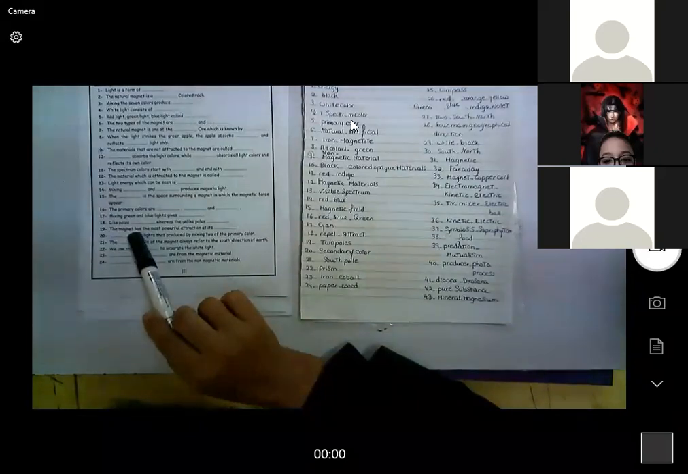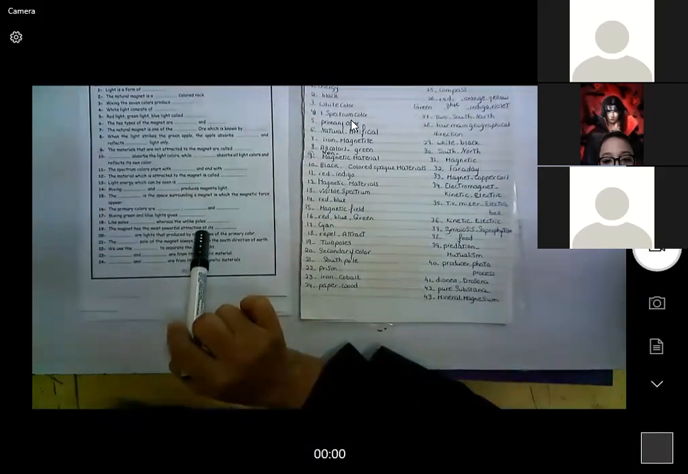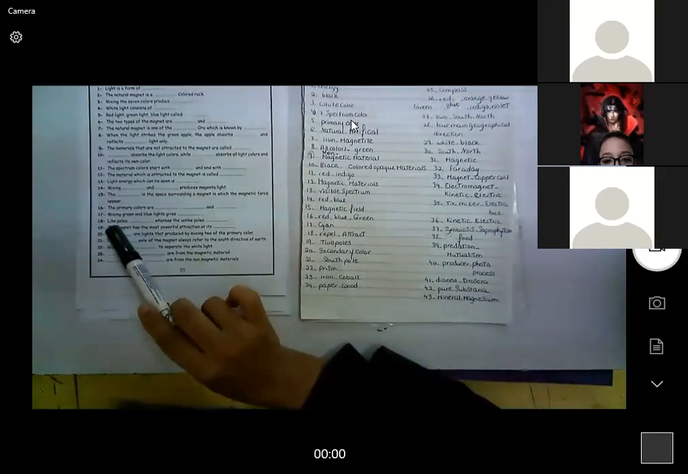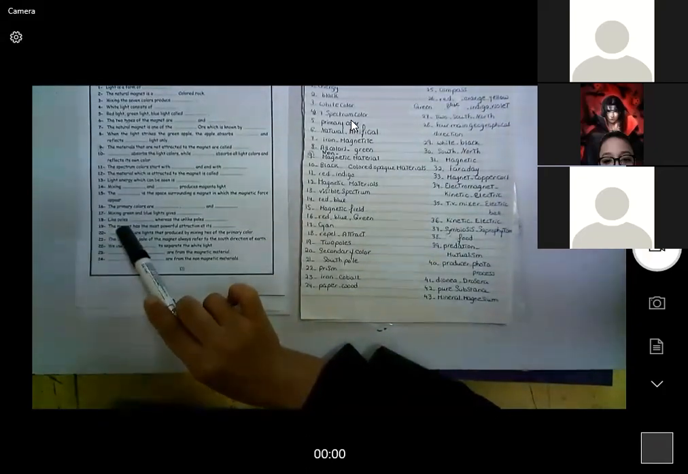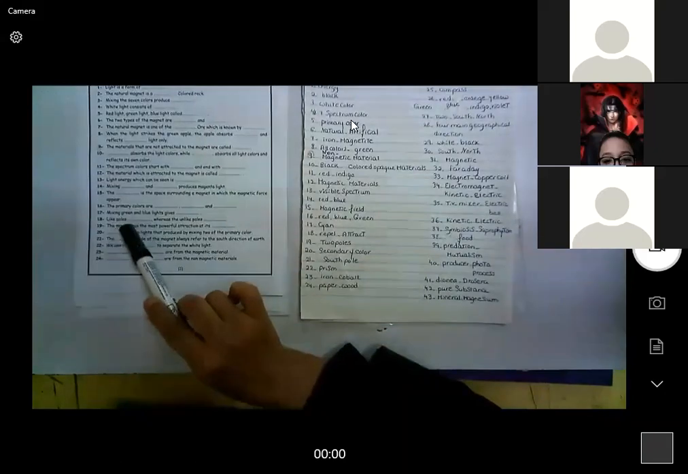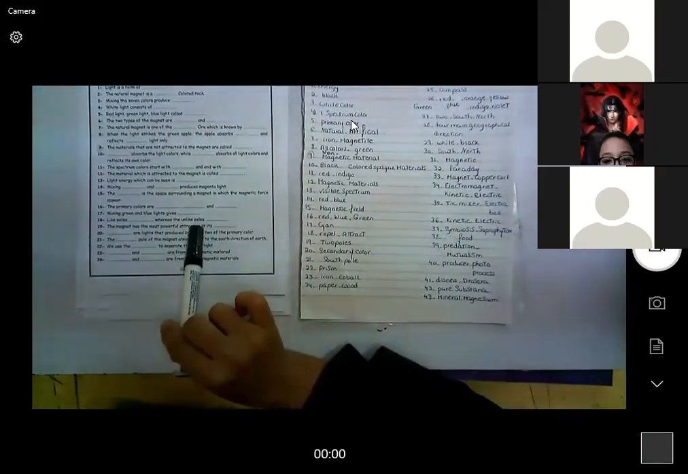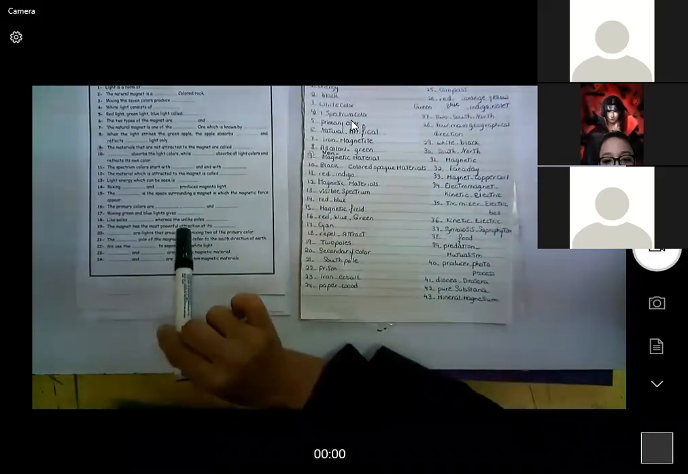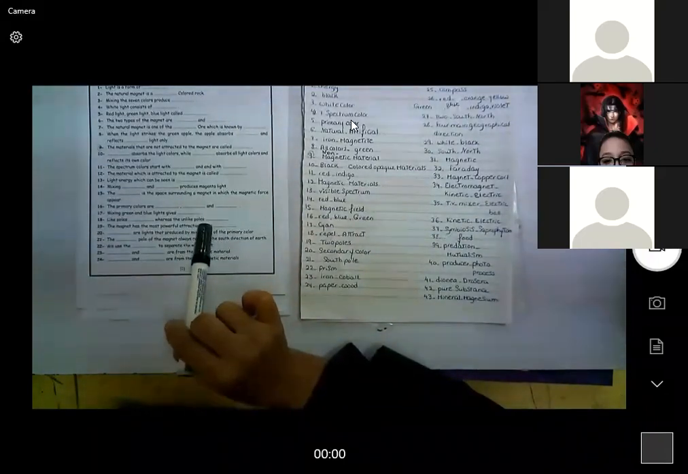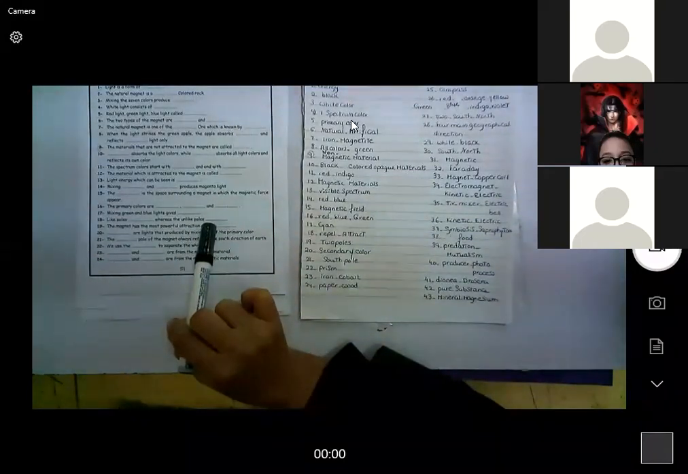Like poles, unlike poles. We say similar poles hate each other, so they will repel. Unlike poles like each other, so they will attract.